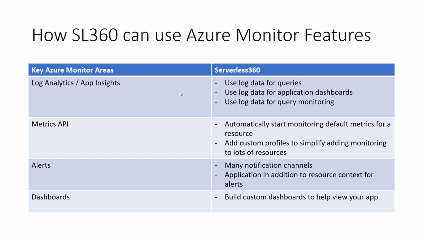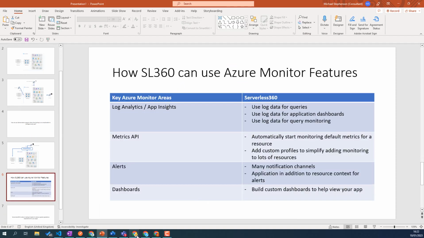Serverless 360 can use the Azure Metrics API from Azure Monitor, so we can look at metrics that each type of resource has and drive alerts based on breaking thresholds. We've got notification channels, so we can trigger emails, we can trigger alerts to various different things like Teams and DevOps work items and things like that, depending on what kind of notifications you want your support people to get. And then finally, you can build dashboards where you can create richer views of what's going on in the app. So maybe I'll take a second to just show an example of that.